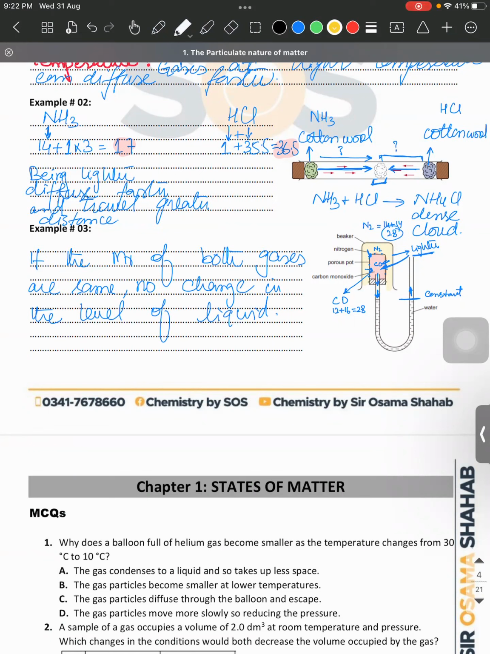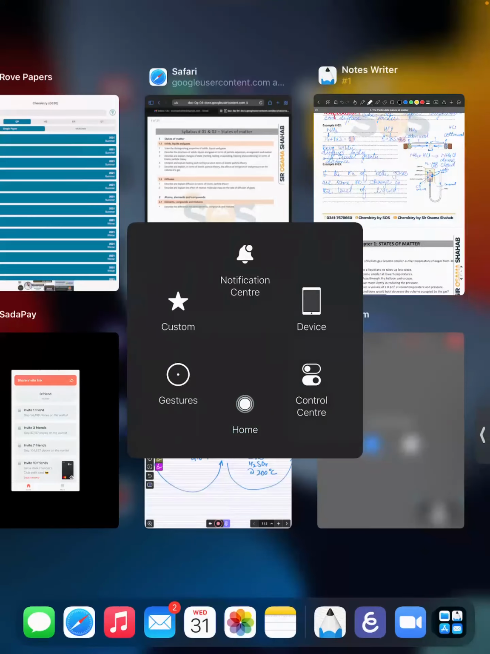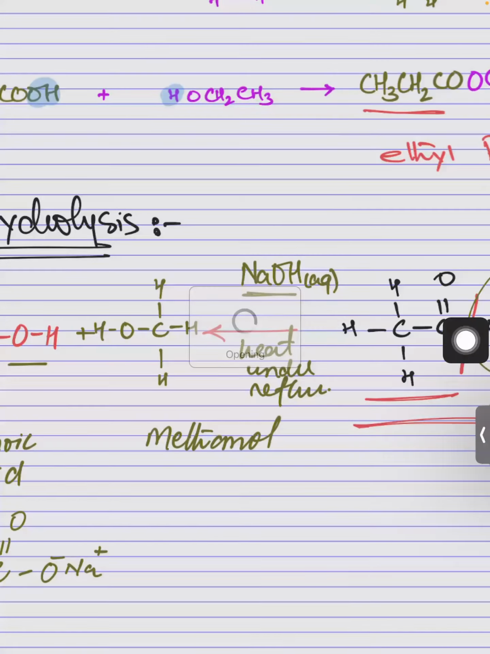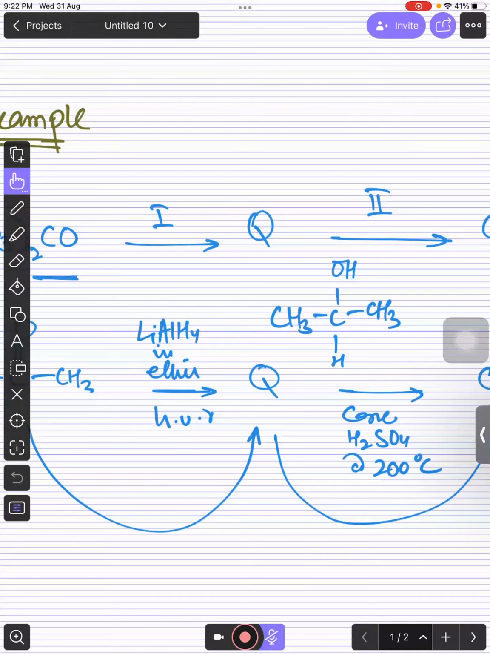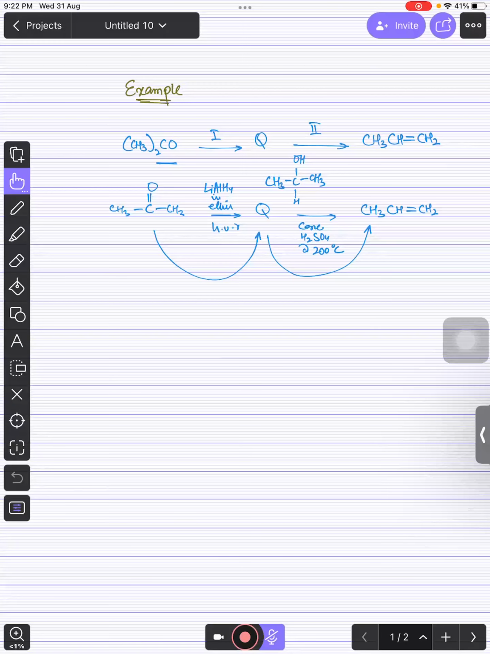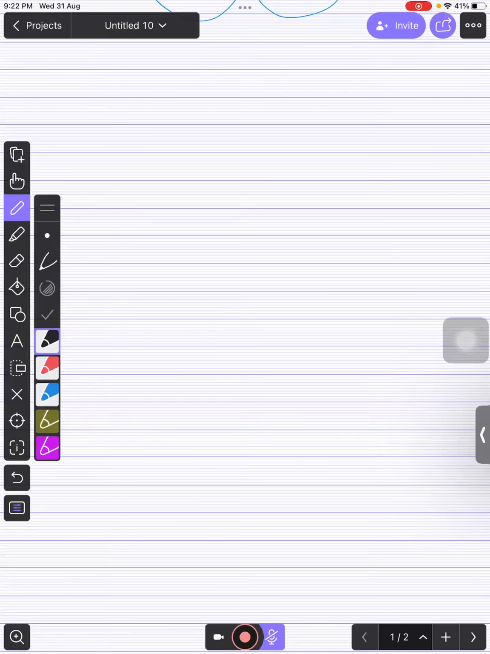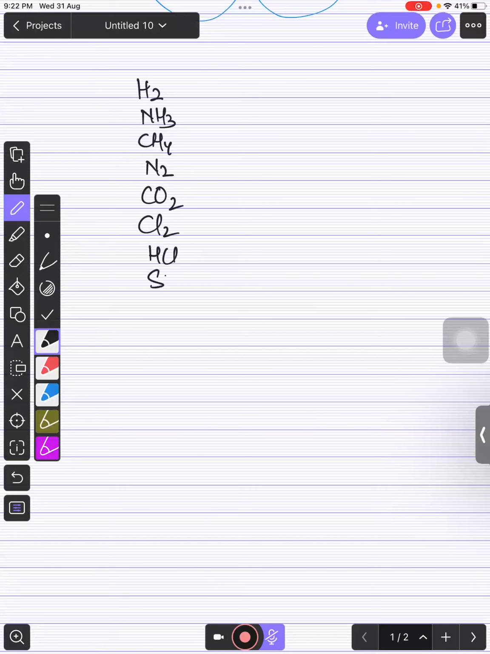Yes. Even the diffusion is going to occur over there, that's not making a difference, right? So for example, if we have one more question for you, what is going to happen with this? For example, if we have different gases, right now we have hydrogen gas, ammonia gas, methane gas, nitrogen gas, carbon dioxide gas, chlorine gas, HCl gas, sulfur dioxide gas, sulfur trioxide gas, nitrogen dioxide gas, H2S gas. We have a lot of different gases over here.